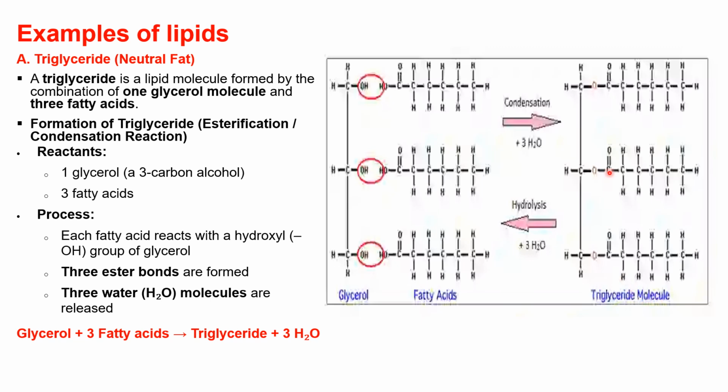The triglyceride molecule contains 1 glycerol and 3 fatty acids. But when we add water to this triglyceride, it can be reversed, and that process is called hydrolysis. By the process of condensation, 1 molecule of glycerol plus 3 molecules of fatty acid can give us triglyceride plus 3 molecules of water.